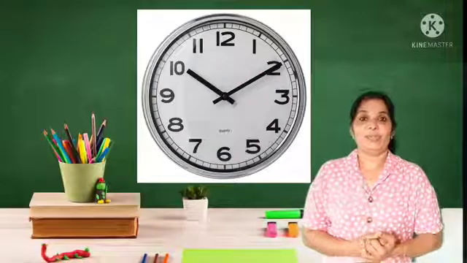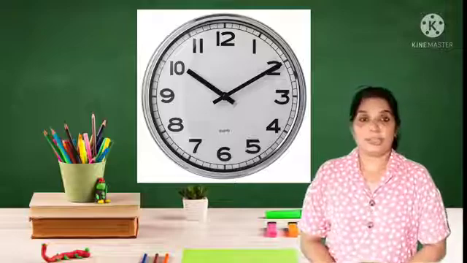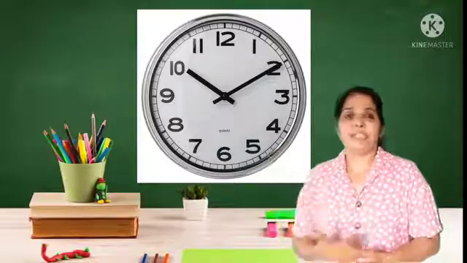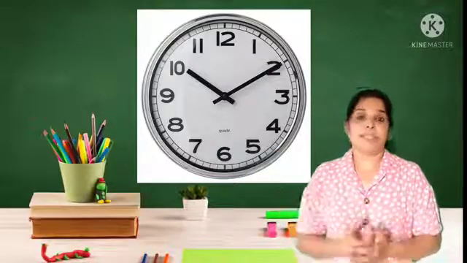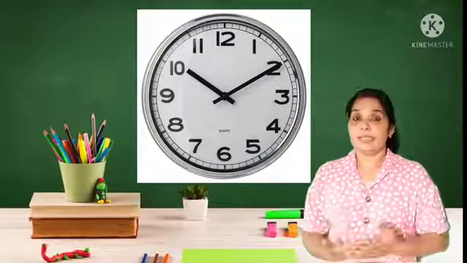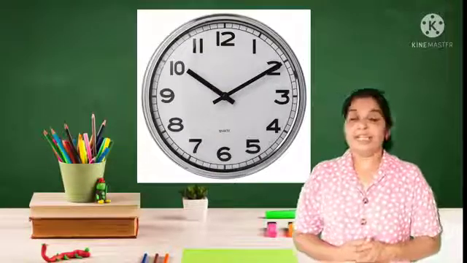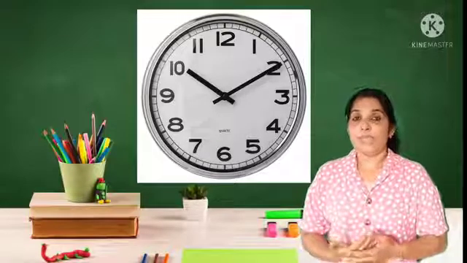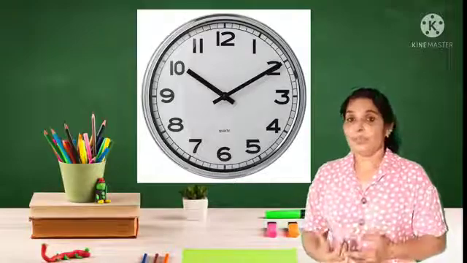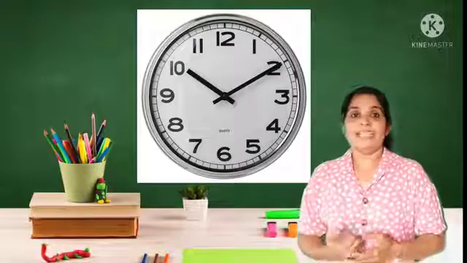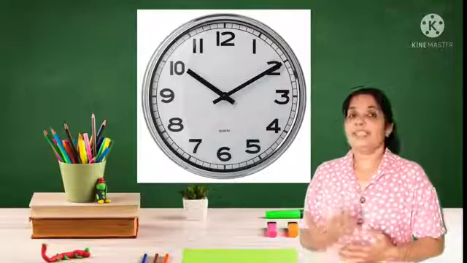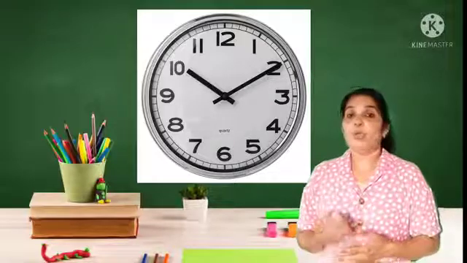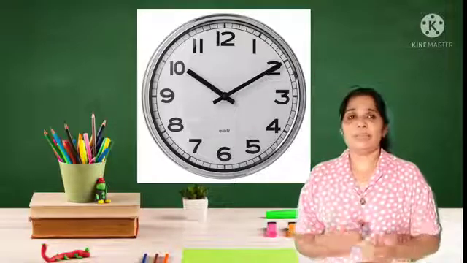Okay, I will show you. This is a clock. You all have a clock at home, right? Now tell me, what are the things you see in that clock? You can see the numbers, right? Come on, tell me the numbers you see in the clock. 1 to 12. 1, 2, 3, 4, 5, 6, 7, 8, 9, 10, 11, 12. And what else do you see in that clock?